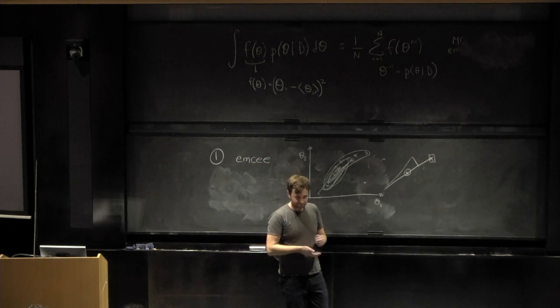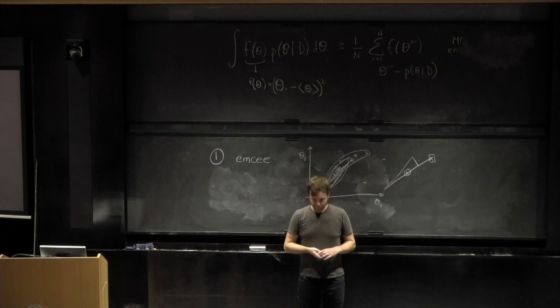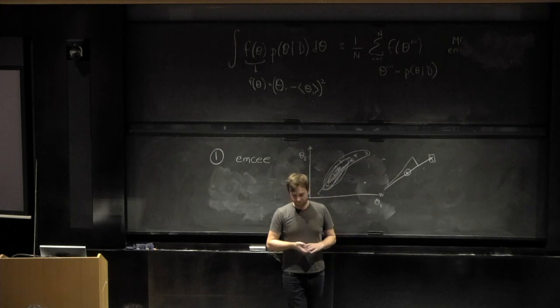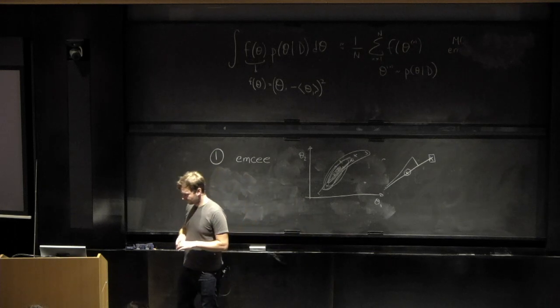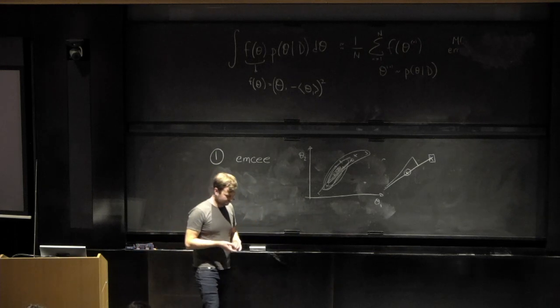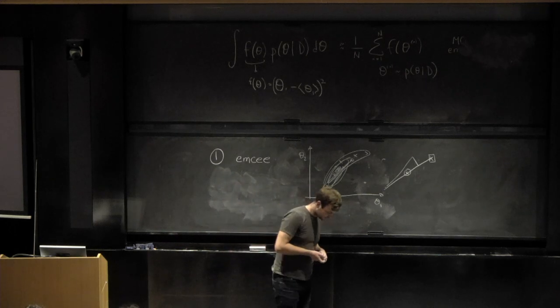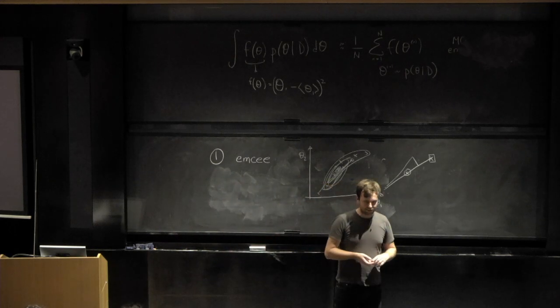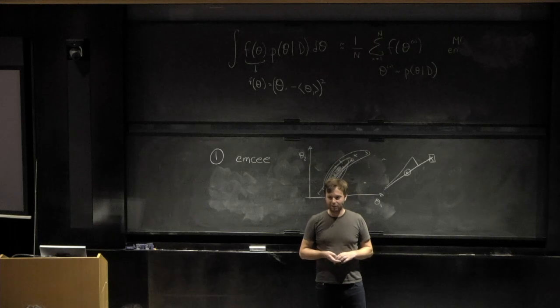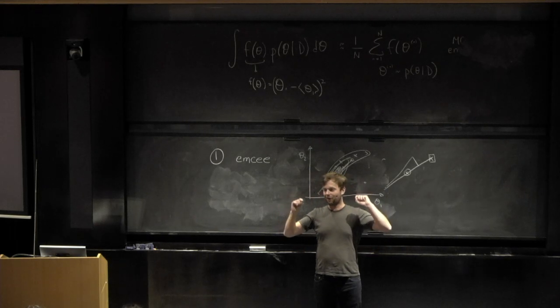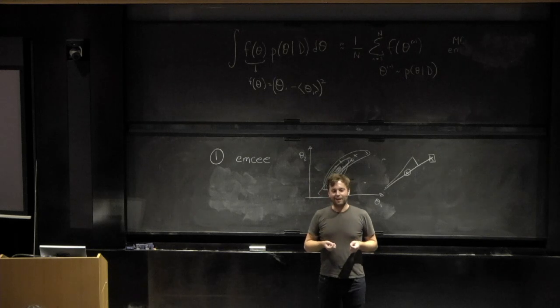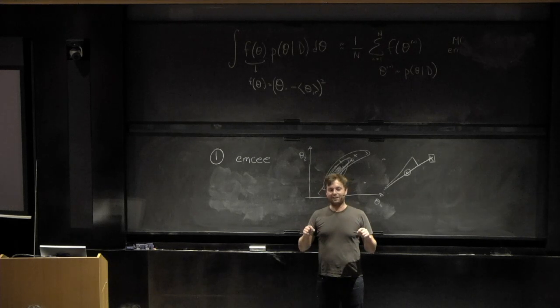Do you run into issues with multimodal parameters where maybe one walker is stuck in one mode and another walker is in another, and if they try to move to each other, they end up spending time in the middle, whereas that might not be realistic? Great. So the question was, what happens if you have a multimodal distribution? Your helper walker is in a different mode than the walker that you're moving. And that is bad news, right?